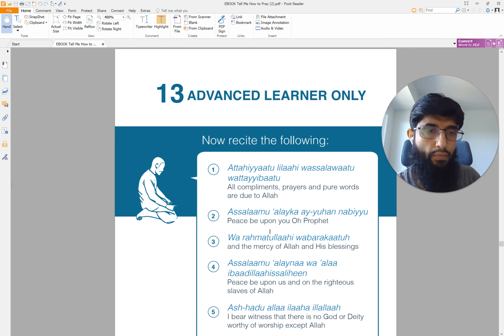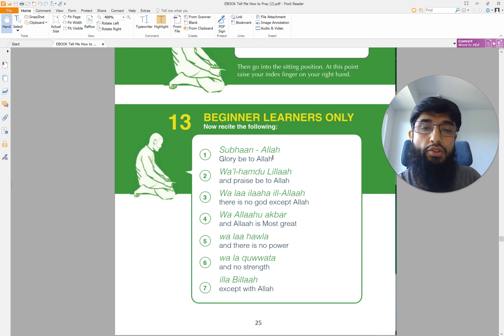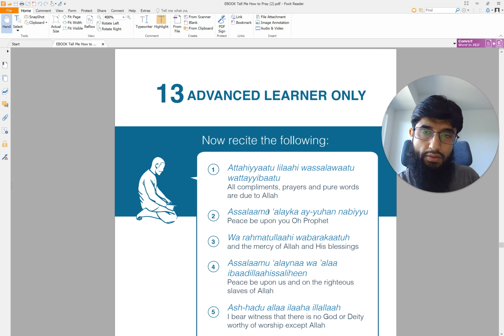Okay, so now let's take a look at this. The morning prayer, which is called Fajr, has 2 units. So we have covered one, then you'll stand up and you'll perform the second one, and then you will perform the step of completing the prayer. Okay, completing the prayer, as it says, follow steps on page 28. So let me show you that actually. Whenever it says completing a prayer, you go to page 28 right here. But because you don't know this thing, you will only say this thing. Whenever you don't know something, you say this for now, okay?